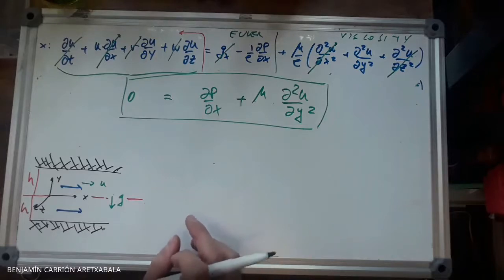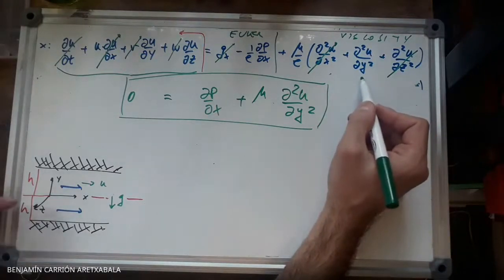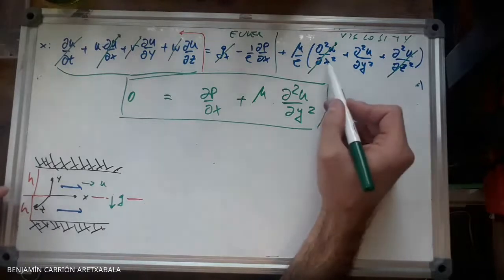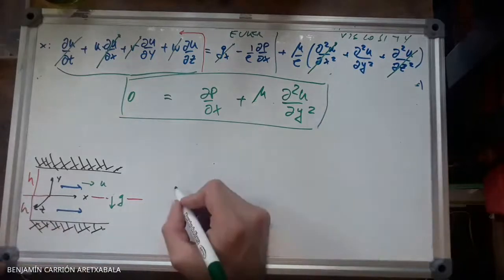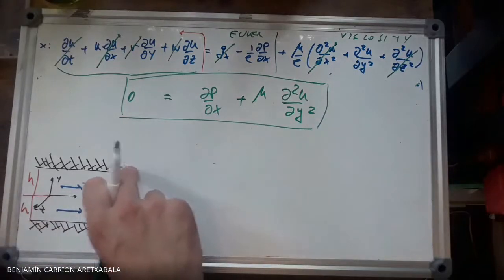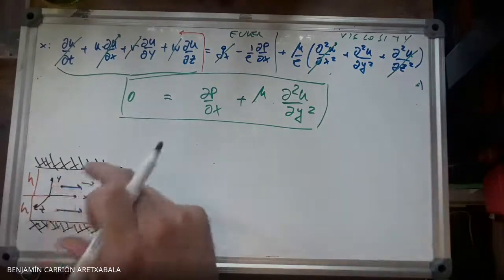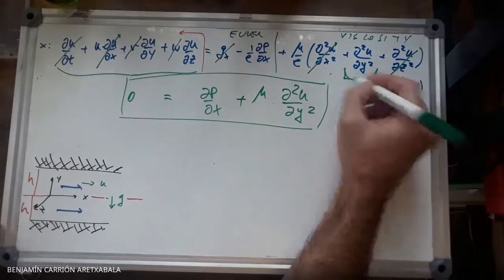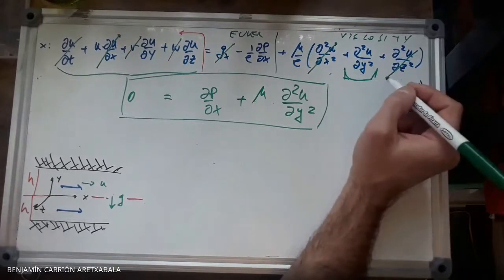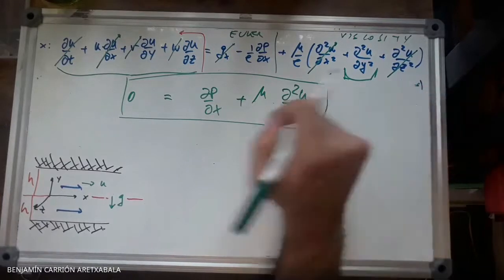I'm sorry, what? Why can't you kill the u over y? Oh, well, because you don't know how u changes over y. You know that u doesn't change on x because, like I said, the geometry is fixed. And you know that u doesn't change on z because z is just the same. But you don't know how this changes, so you can't kill it. Maybe it's not that clear. Maybe I'm not being super clear.